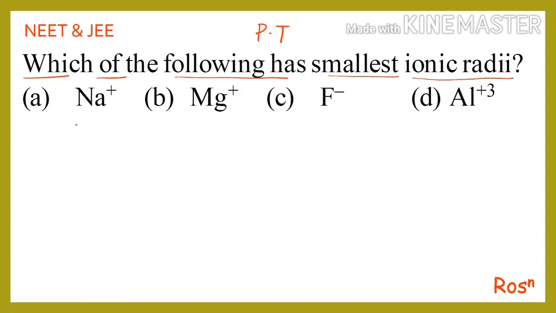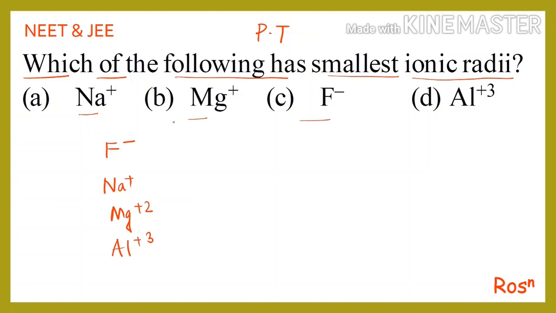Generally in this type of question, the cations and anions are isoelectronic. Isoelectronic means they contain the same number of electrons. Clear? Here the anion is F minus and the cations are Na plus, Mg plus 2 and Al plus 3.